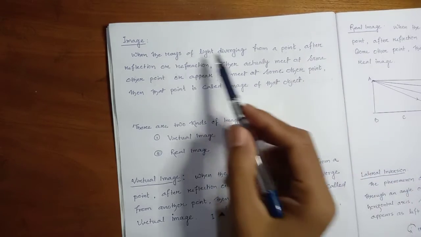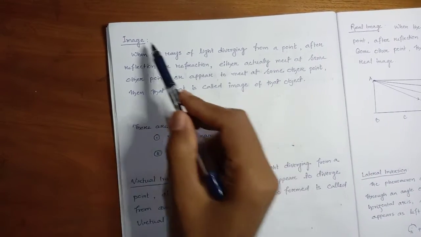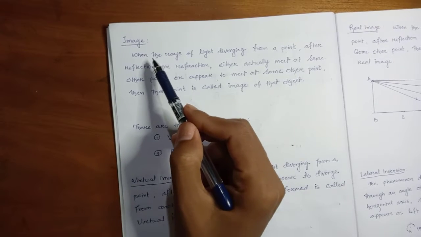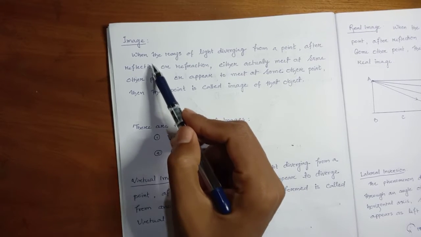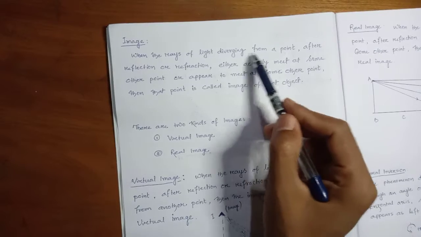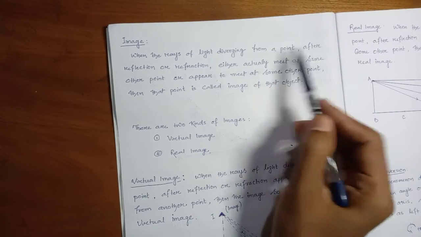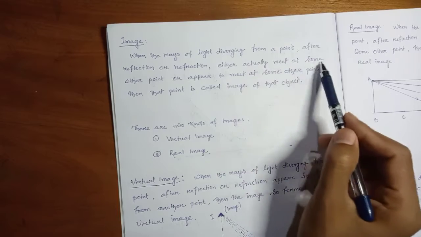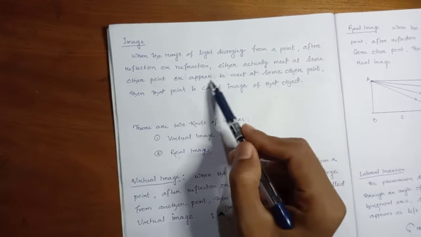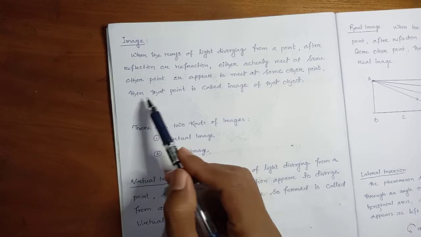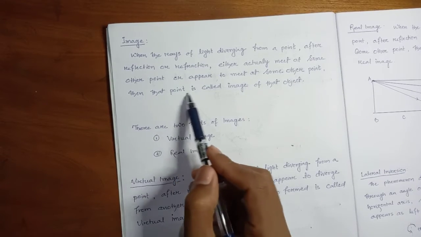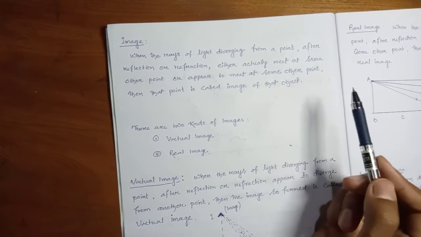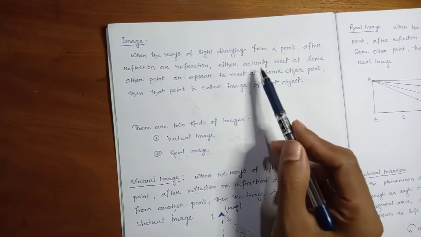Hello students, now I am going to explain about image. The definition of image states that when the rays of light diverging from a point after reflection or refraction either actually meet at some other point or appear to meet at some other point, then that point is called the image of that object. So this was the definition.